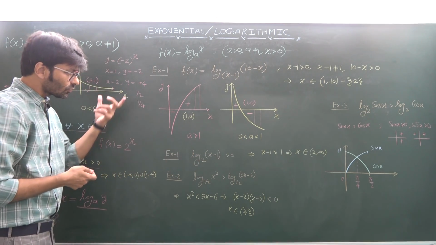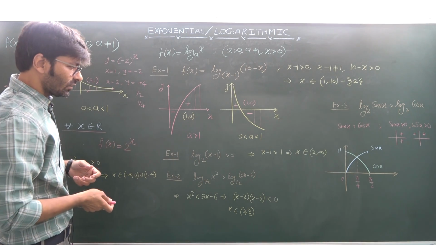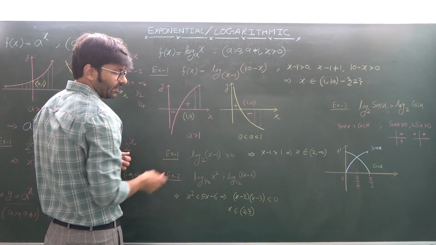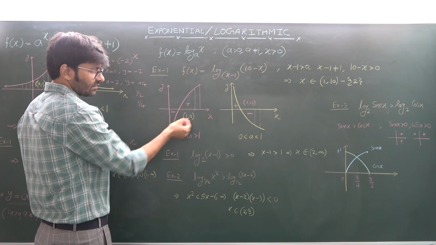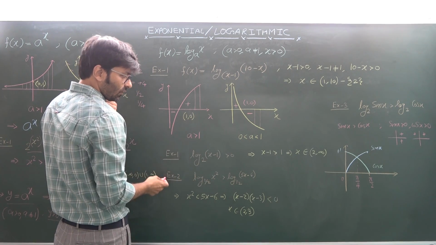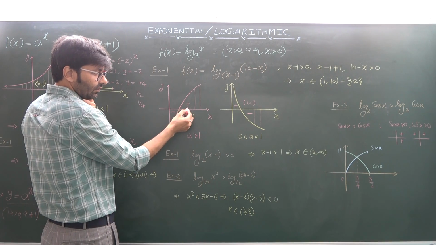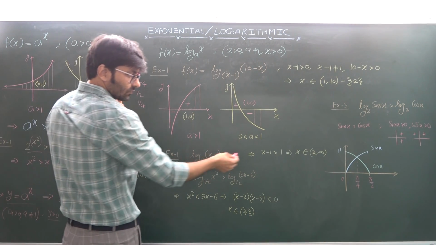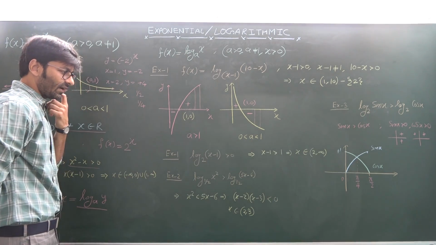Okay, so based on these two graphs, suppose we want to solve this inequation: log of (x minus 1) to the base 2 is positive. Base 2, which means this is my graph. Log of this number should be positive, which means this number x minus 1 must lie on this side. So x minus 1 is greater than 1. Solution is 2 to infinity.